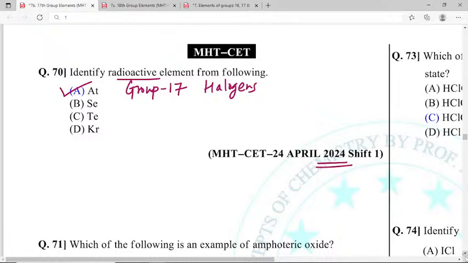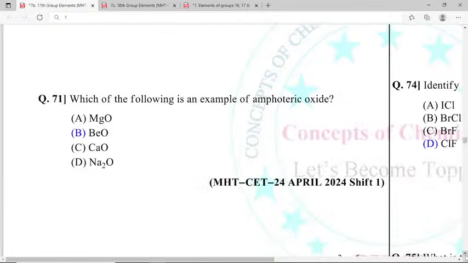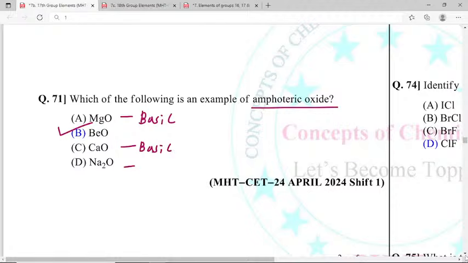Next question. Which of the following is an example of an amphoteric oxide? Beryllium oxide. Beryllium oxide is amphoteric. Magnesium oxide is basic. Calcium oxide is basic. Sodium oxide is basic. Beryllium oxide is amphoteric. आणि याच्यात अजून एक एक्झाम्पल घ्यायचं असेल तर घ्या.